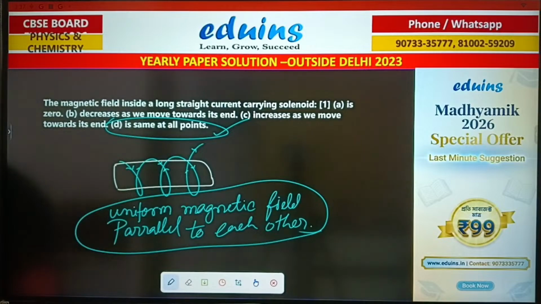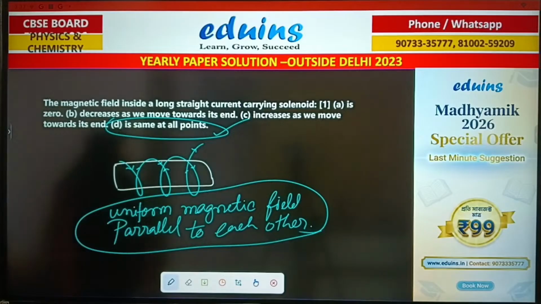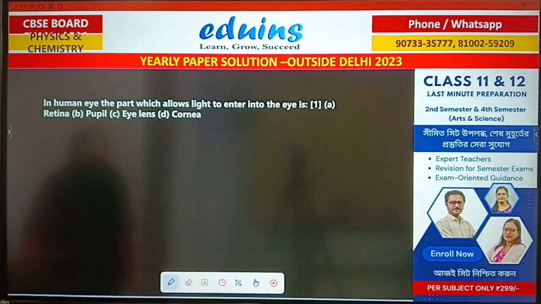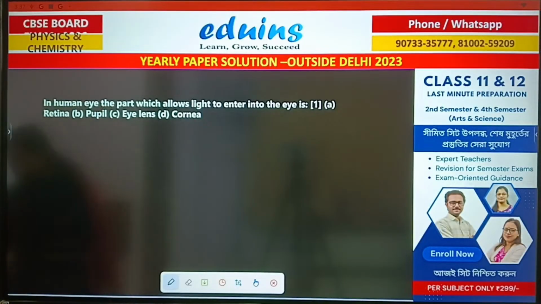Okay, now, so students, I think you don't have any queries. So in human eye, the part which allows light to enter into the eye is retina, pupil, eyelids, or cornea. This must be in the optics part, and this is also from the biology part. So this is a mixture part. Okay, you know that. So what will be the right answer?